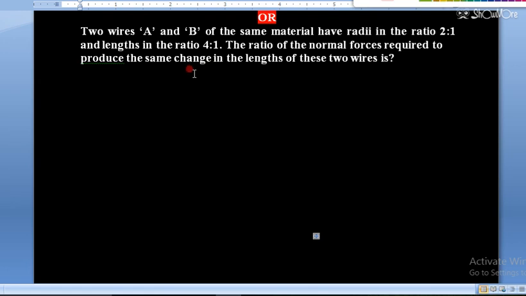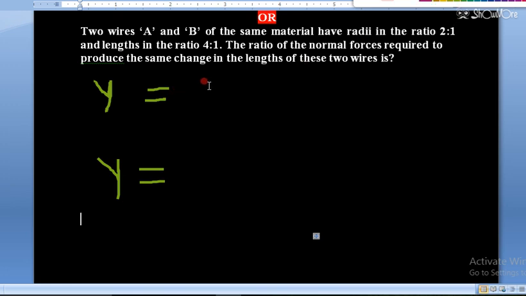Let's start this one. First of all, Young's modulus of the first wire by Young's modulus of the second wire, because they are of the same material, so their Young's modulus will be the same. Let's do the question now. Young's modulus is equal to this. I am writing this one for the first equation.